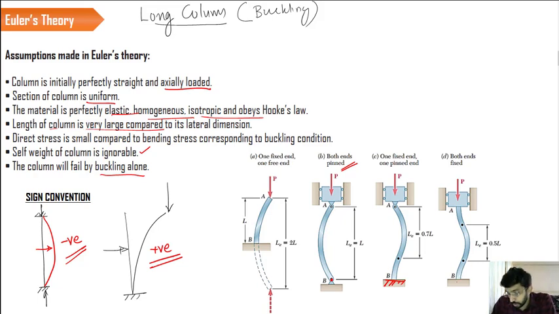Third one is both ends fixed. Here it is fixed, and here it is also fixed. That means it is not hinged; you can see it is rigidly fixed over here. And finally we have one end fixed, other end free. These are the 4 end conditions we have to discuss. There are no other conditions other than these. These are the 4 commonly used end conditions in the case of a column. So we have to derive Euler's equation for these 4 cases.